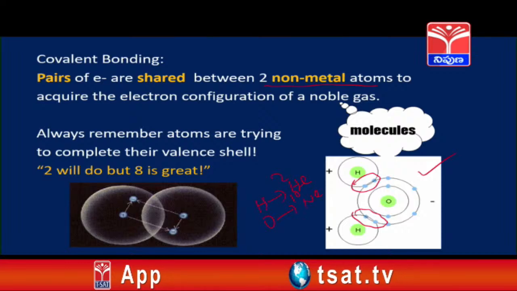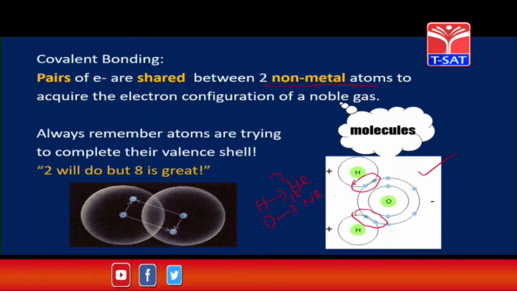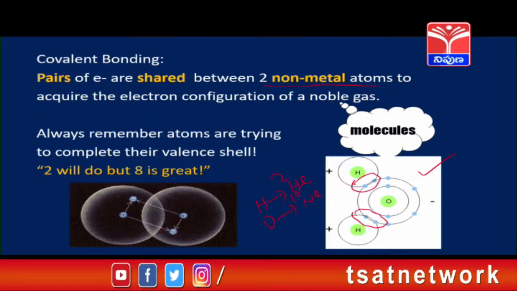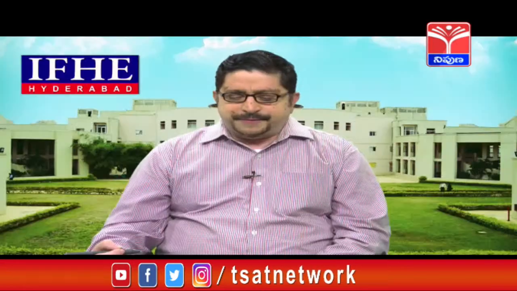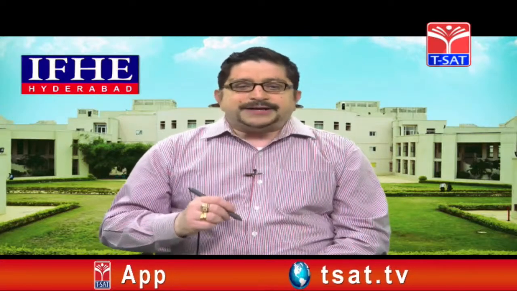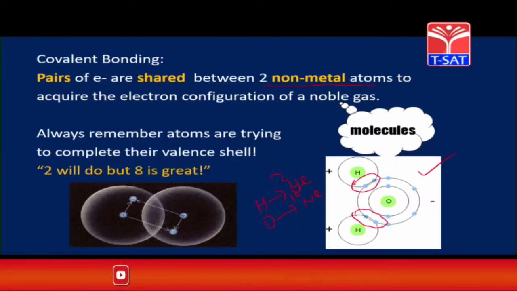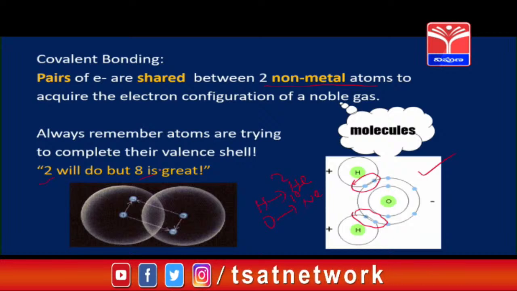So, by sharing the electron pair between the participating atoms, each one of the atoms acquires the electron configuration of a noble gas, so that they become stable. So, the atoms always try to complete their valence shell, either 2 or 8. 2 will do, but 8 is great.